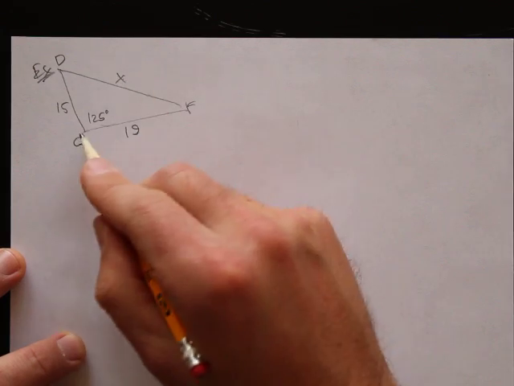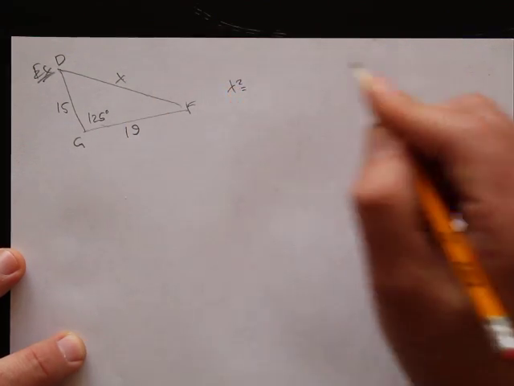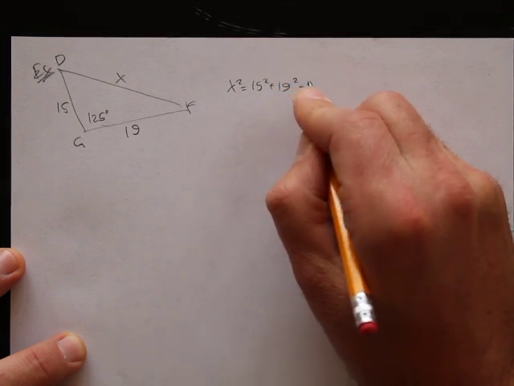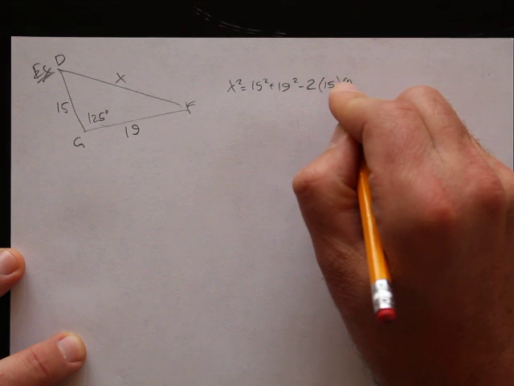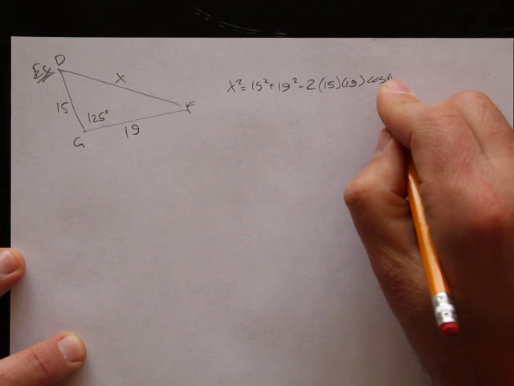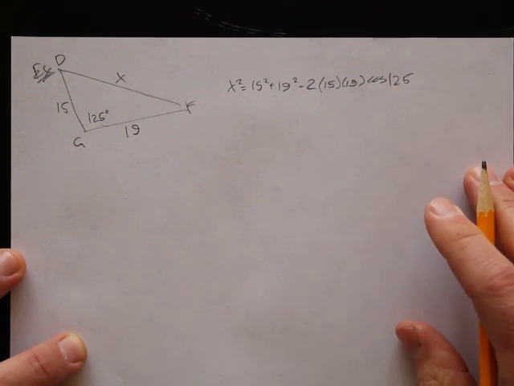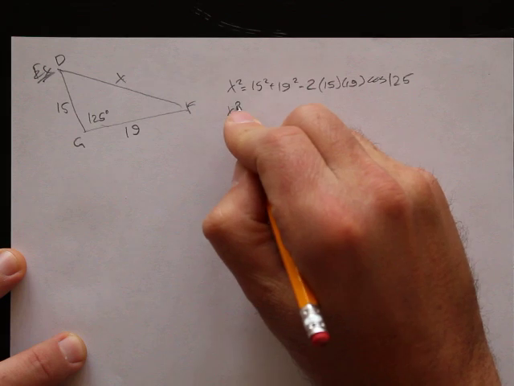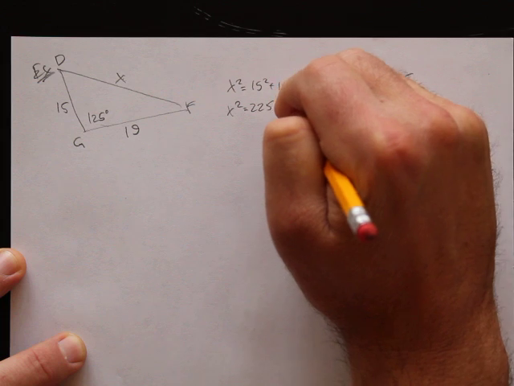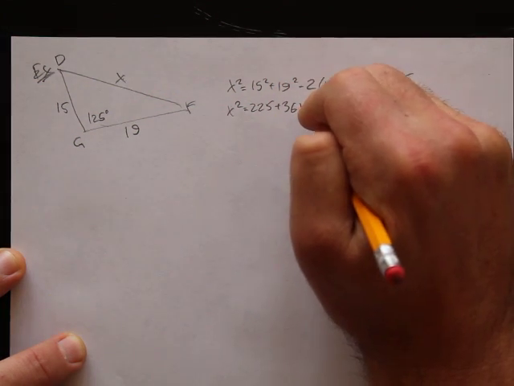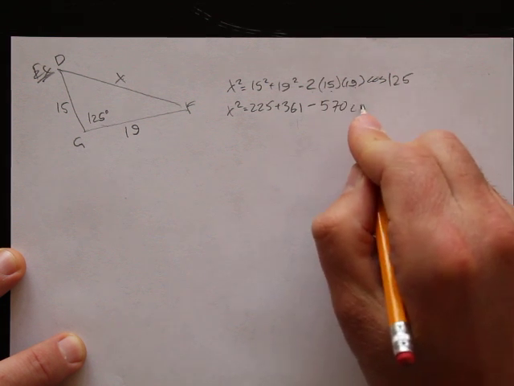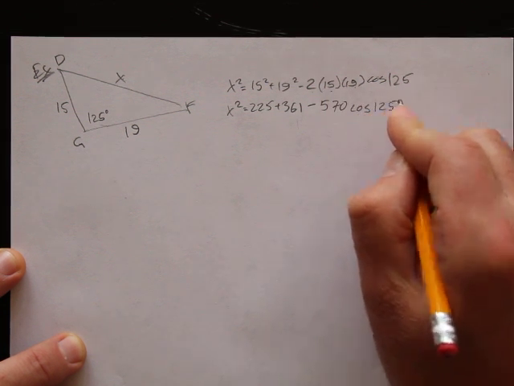So I'm going to take that side that I'm looking for, x squared, set it equal to the two sides that I know, 15 squared plus 19 squared, minus 2 times 15 times 19 times cosine of 125. That's all there is to it. All right, x squared equals 15 times 15 is 225, 19 times 19 is 361, minus 570, which is 2 times 15 times 19, cosine of 125.